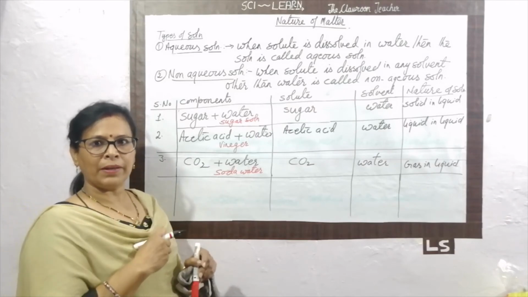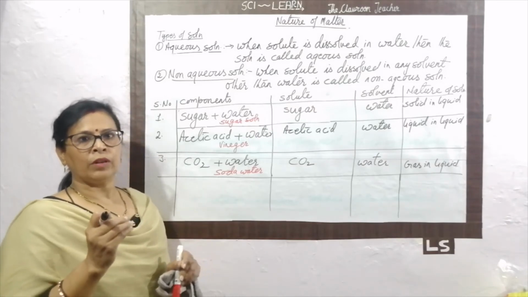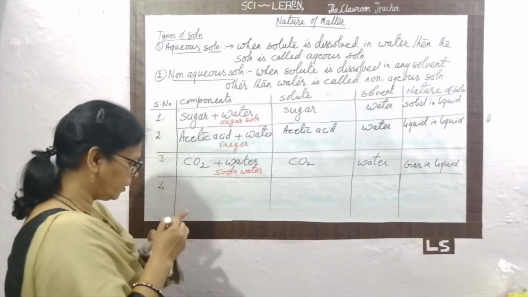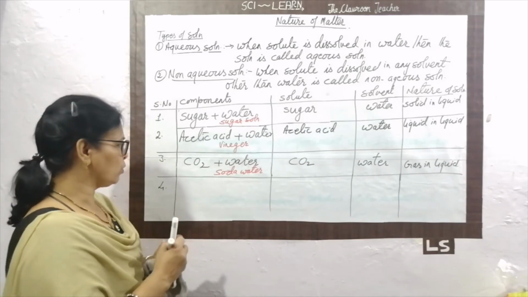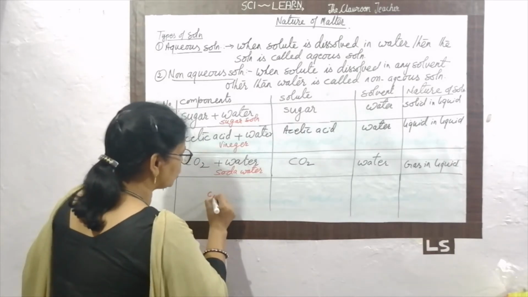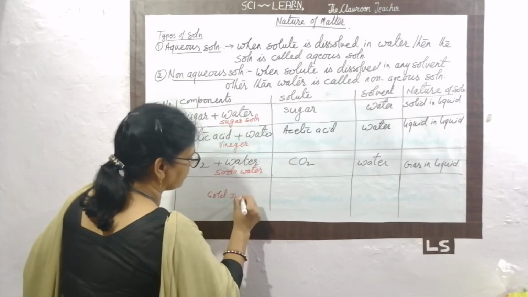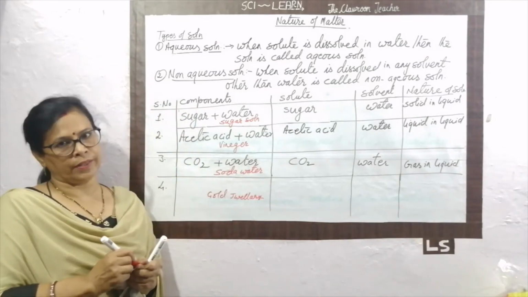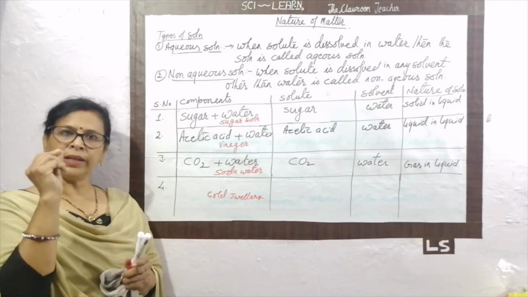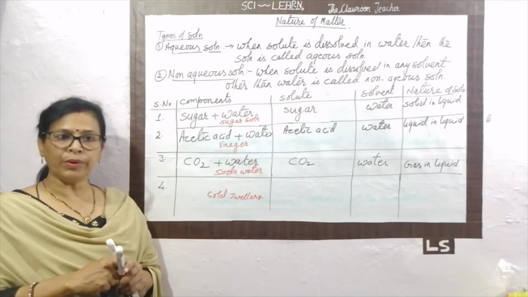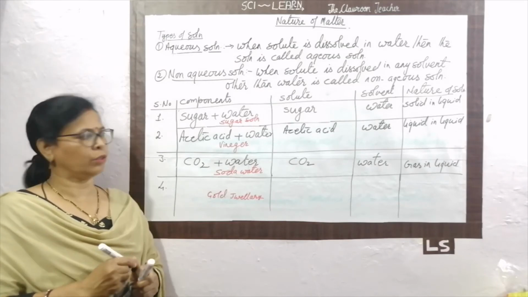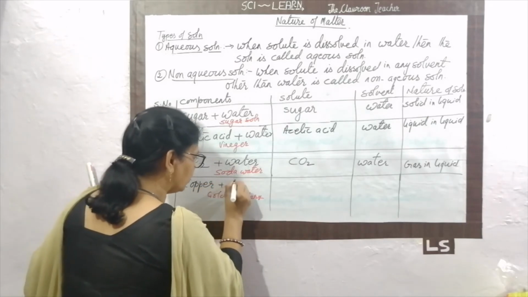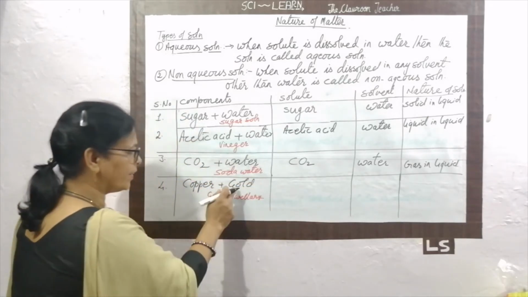One more example is gold jewelry. You know, pure gold is never used for making gold jewelry. For making the jewelry, some impurity is added to the gold, basically copper. So what is the impurity? That is copper. Copper is added to gold for the preparation of gold jewelry.